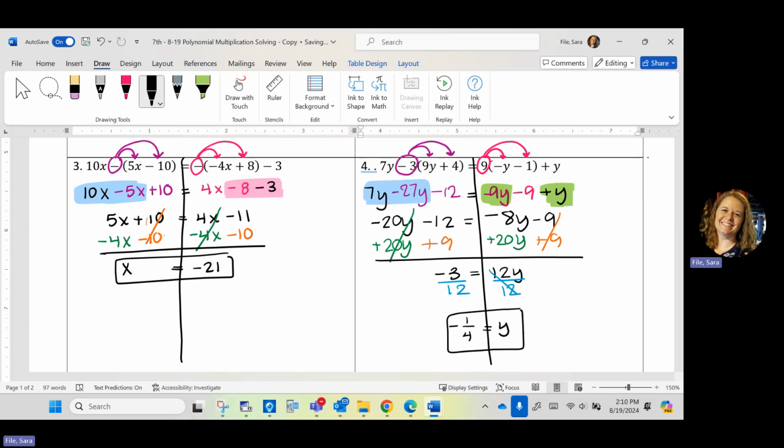How are we feeling about multiplying and solving? The lengthier process for sure than what we were doing last week, but it's the same steps, we're just putting them all together now. So it makes them a little bit longer on some of these.